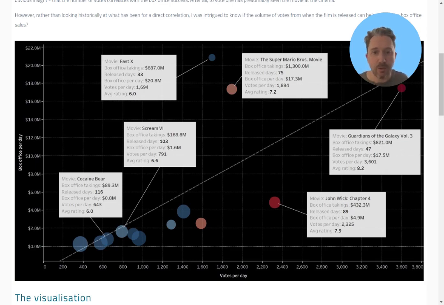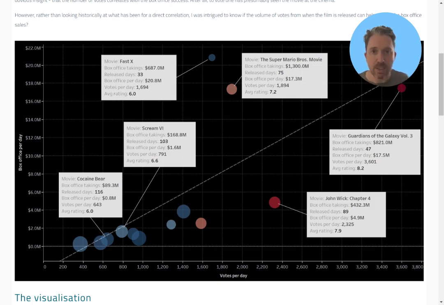And the trend line that we've plotted there is a linear trend line. It allows you to see that relationship. All things being equal, all of the movies would sit on that line. And for a fair few of them, they do. You can see Guardians of the Galaxy in the top right is having the same amount of online engagement within IMDb as it is in terms of its box office sales.